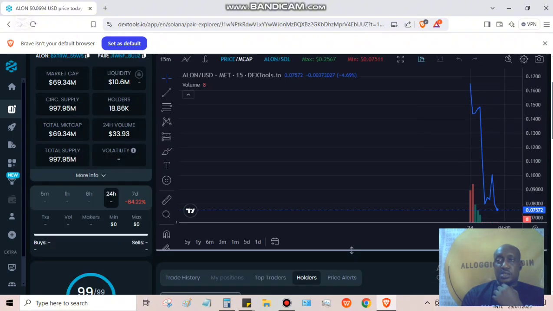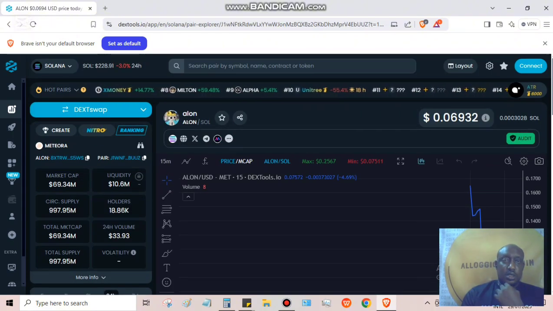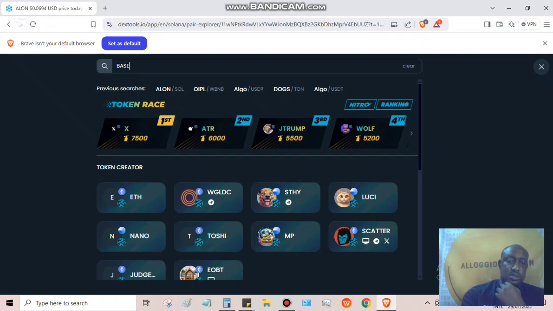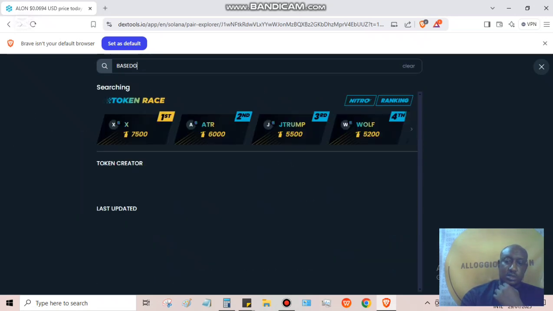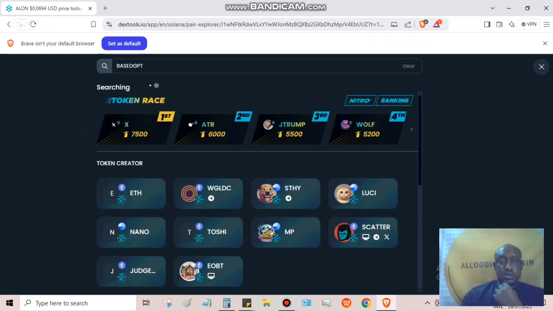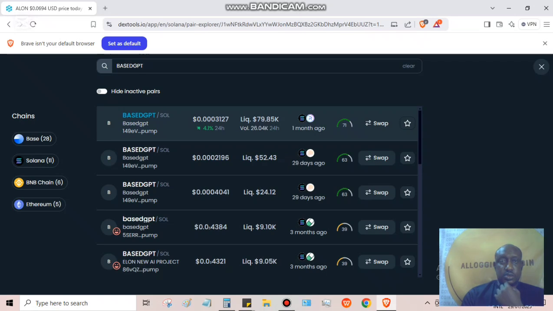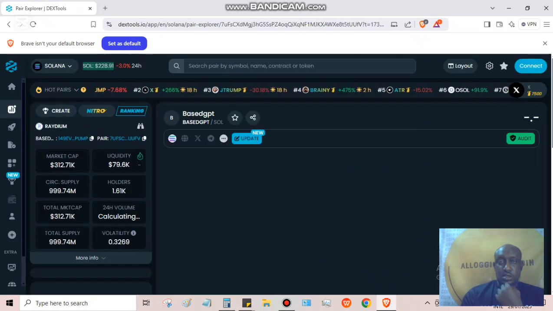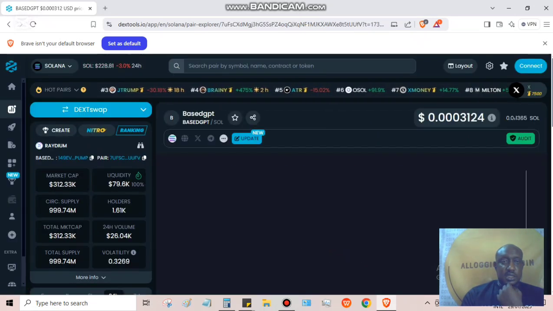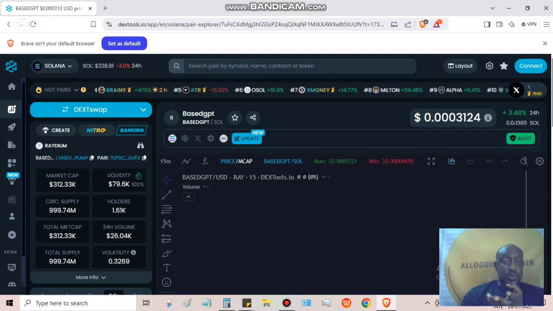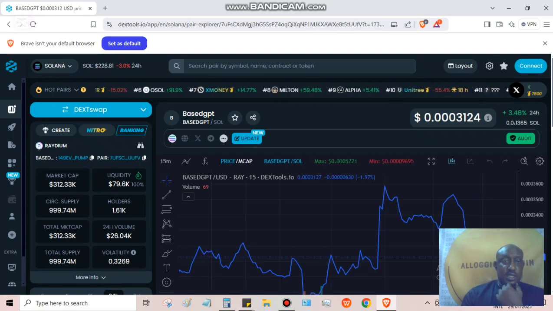Okay, now let's look at another coin, based GPT. Market cap is sitting at 79,000. So the liquidity is sitting at $79,000. Total supply is almost a billion. Okay, and you have the market cap at $312,000. Now this is sensible. Okay, this is most realistic.